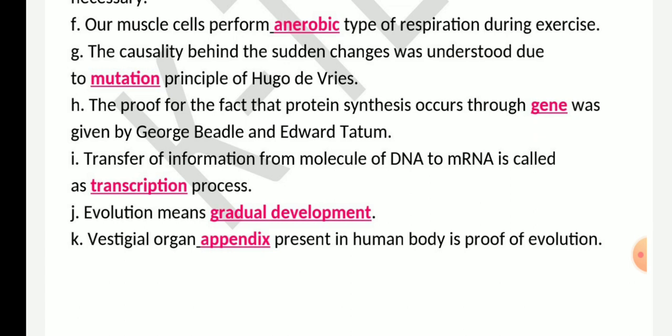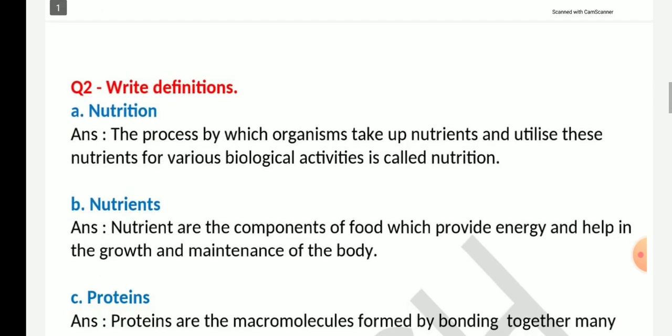Evolution means dash. It is gradual development. Very good. Next, vestigial organ dash present in the human body is proof of evolution. Yes, it is appendix. Appendix is the vestigial organ which is present in the human body. So these are the fill in the blanks. Children, you need to learn them so that they may come in your online MCQs, okay, in your online exams. Let's see the next question.